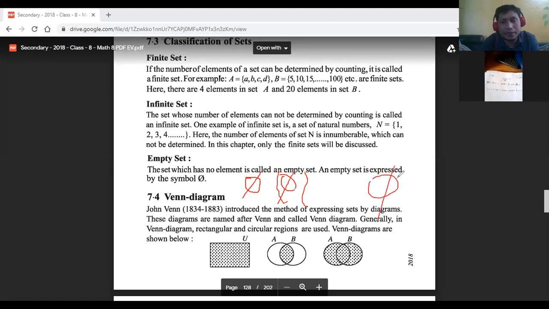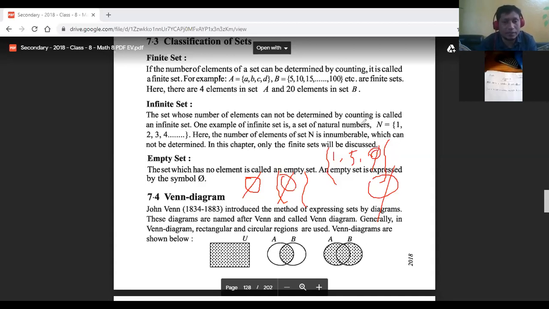But suppose 1, 5 is another set, and empty is another element. Then you have to use second bracket also. Individually, it need not use second bracket, but if it is used as a member of another set, then it is necessary to use second bracket, because here phi is an element of the set.